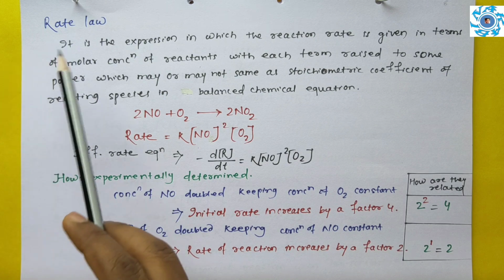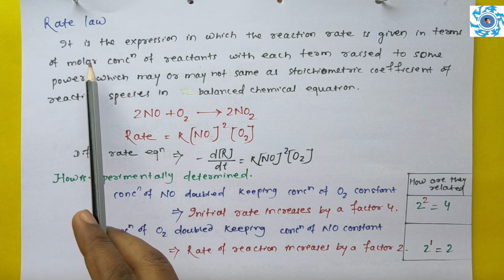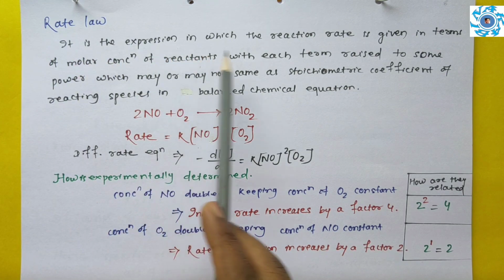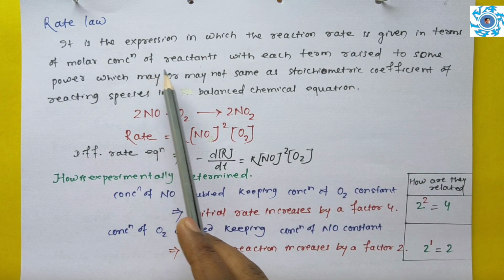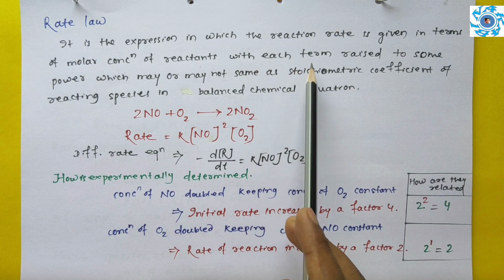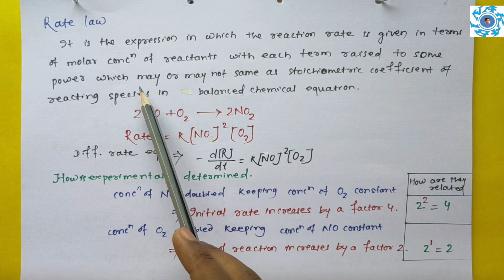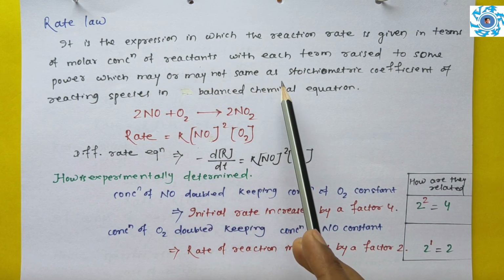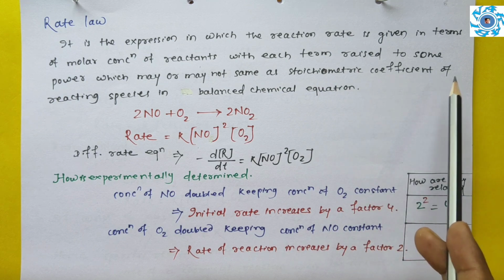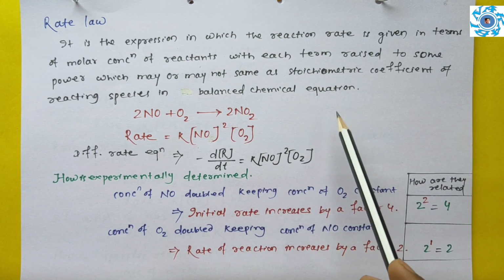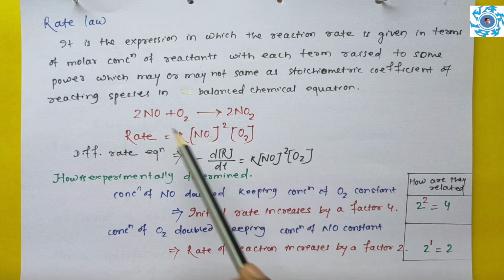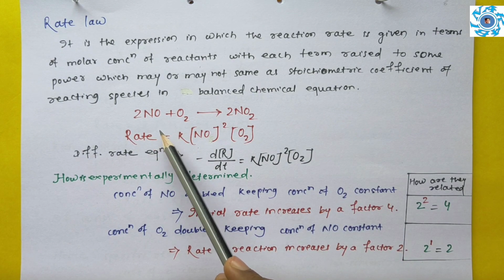Now let's discuss rate law. What is rate law? It is the expression in which the reaction rate is given in terms of molar concentrations of reactants, with each term raised to some power which may or may not be same as the stoichiometric coefficient of the reacting species in a balanced chemical equation. So what does it mean? Let's take an example, it will be easier to understand.